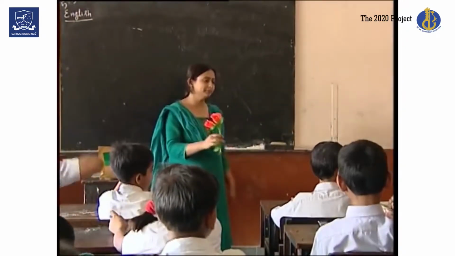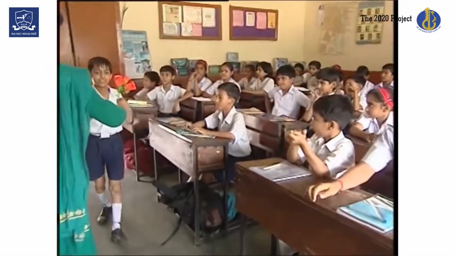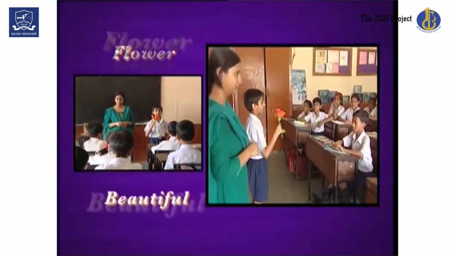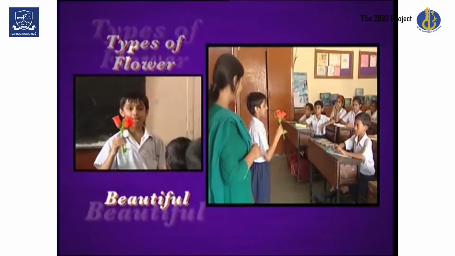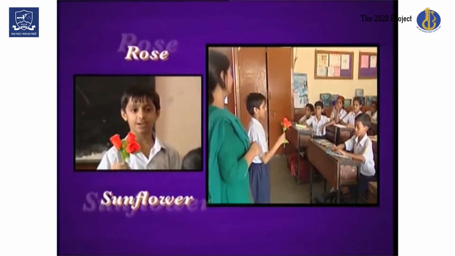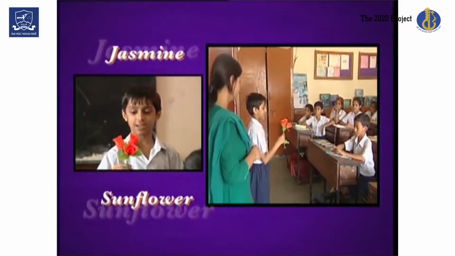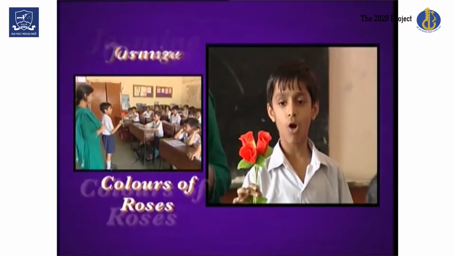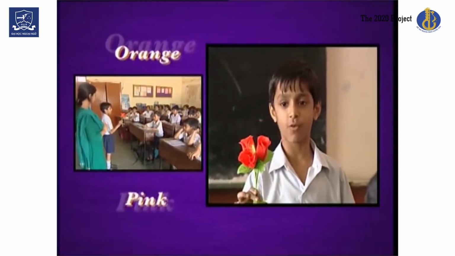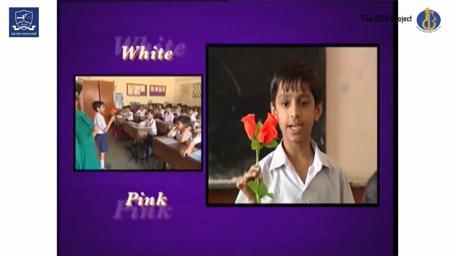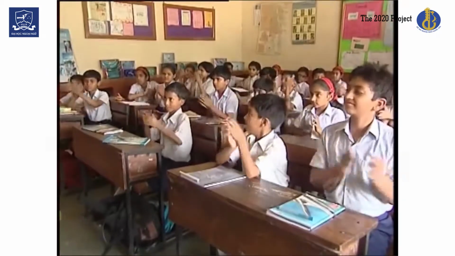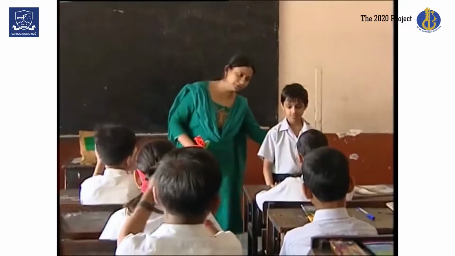Okay, you please come. This is flower. This flower is very beautiful. There are many types of flowers like rose, sunflower, jasmine, etc. There are many colors of roses like orange, pink, white, etc. Very good. Clap for him, everybody. Very good. Please go.